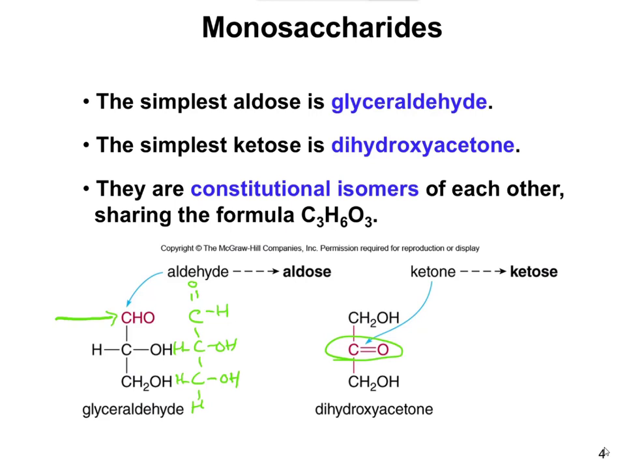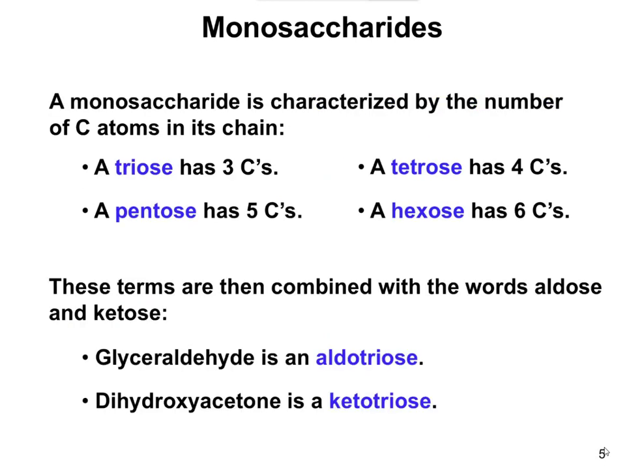So these both have the formula C3H6O3, and because they have the same formula but are connected differently, we refer to those as constitutional isomers, right? Which you learned as a definition back in your organic chemistry chapters, chapter 10 specifically. A monosaccharide can be further characterized by the number of carbons it has in its chain. So a triose is going to have 3 carbons, a tetrose 4, pentose 5, a hexose 6.